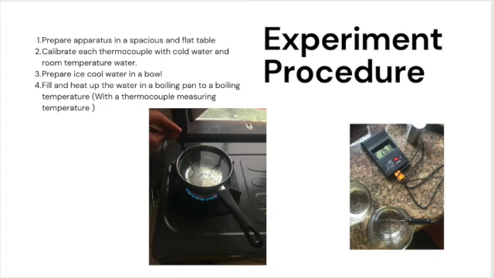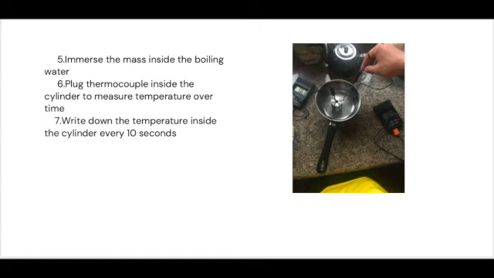After it reaches a certain temperature, in this case 90 degrees or so for the boiling water, immerse the mass inside the boiling water. Once the mass is inside the boiling water, simply plug the thermocouple inside the cylinder to measure the temperature. After that, every 10 seconds, jot down the temperature inside the cylinder with the pen and paper.